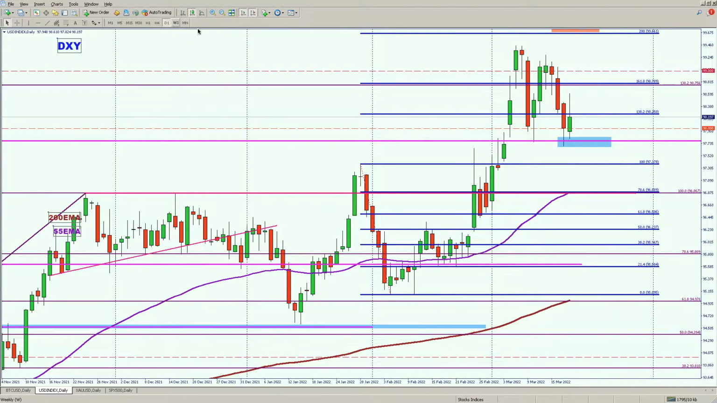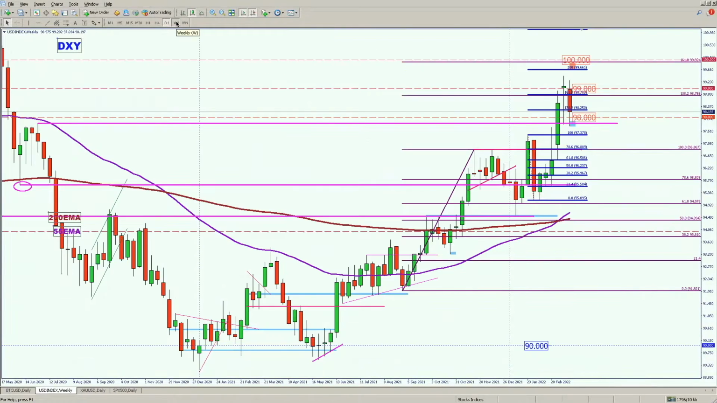Let's take a look at the weekly time frame. And this level here came all the way from this wick from June of 2020. It was a swing high area, and it dipped down to find that support. In fact, the previous week it was also the swing low area.